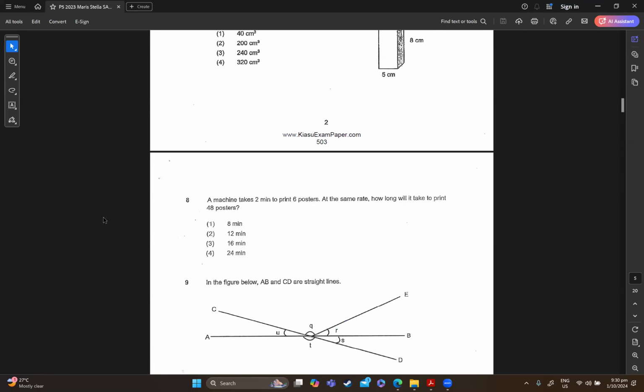Okay, question 8. A machine takes 2 minutes to print 6 posters at the same rate. How long will it take to print 48 posters? 6 posters, 2 minutes. So for 48 posters, 6 times 8 is 48. So just take 2 minutes times 8. So 2 minutes times 8 will give you 16 minutes. So the answer is option number 3.